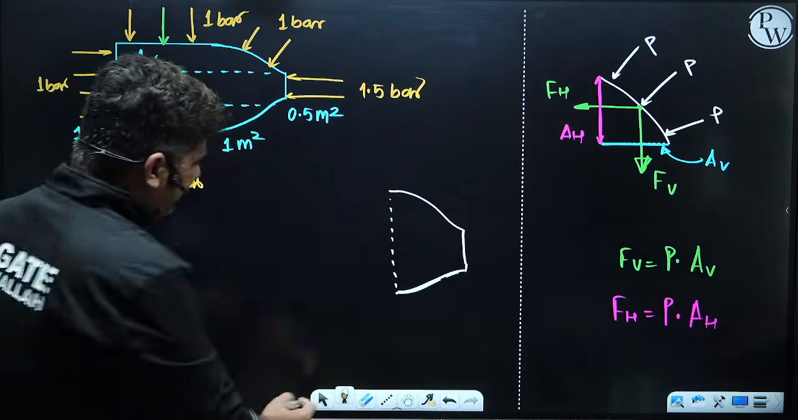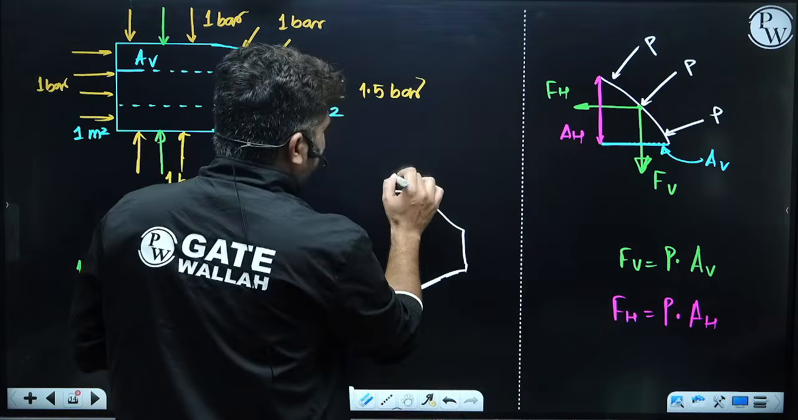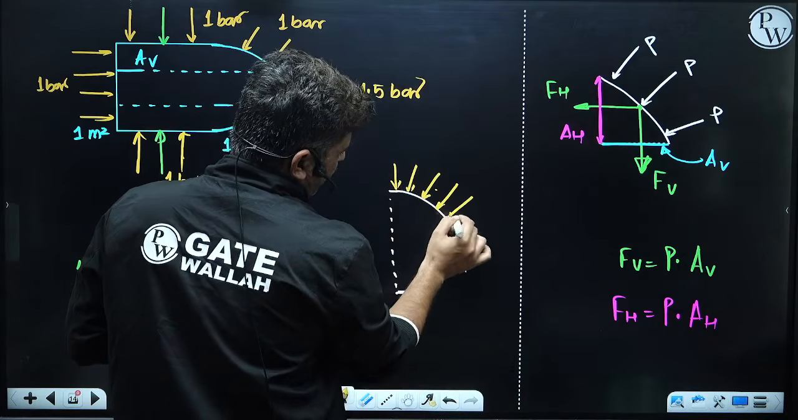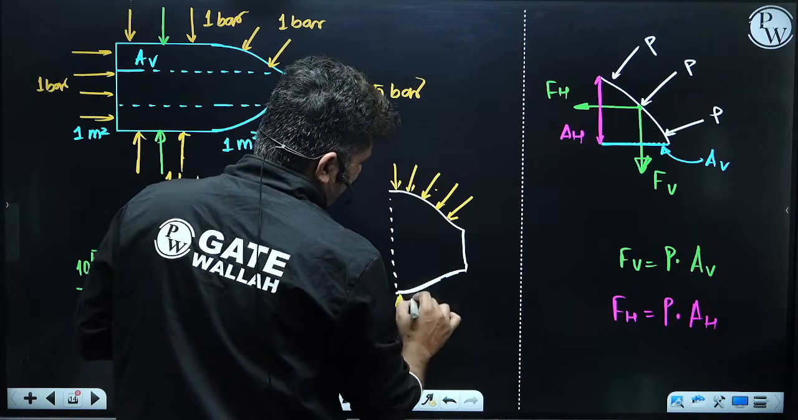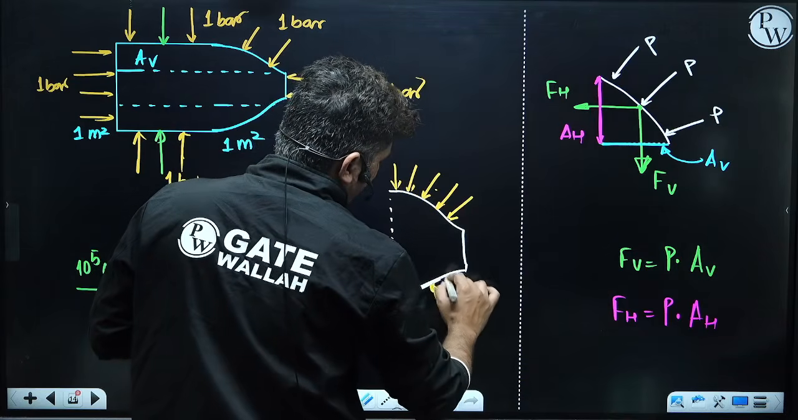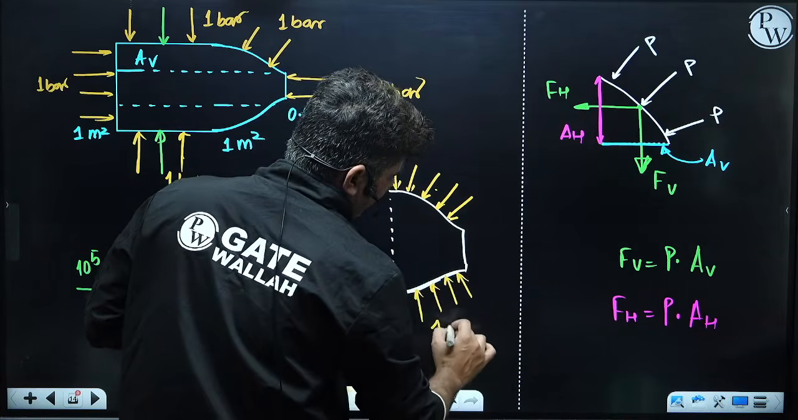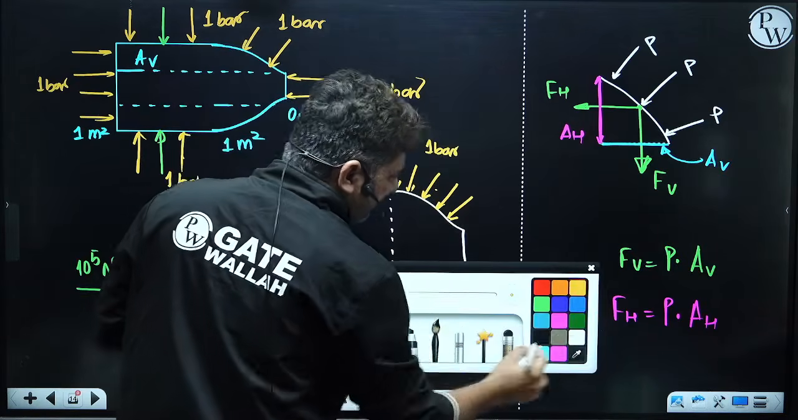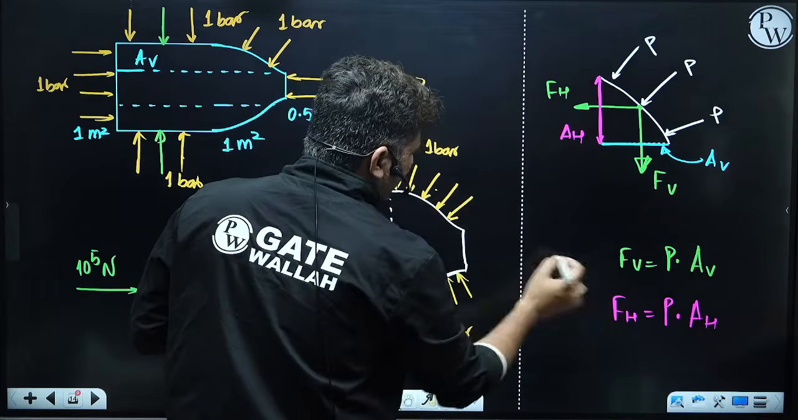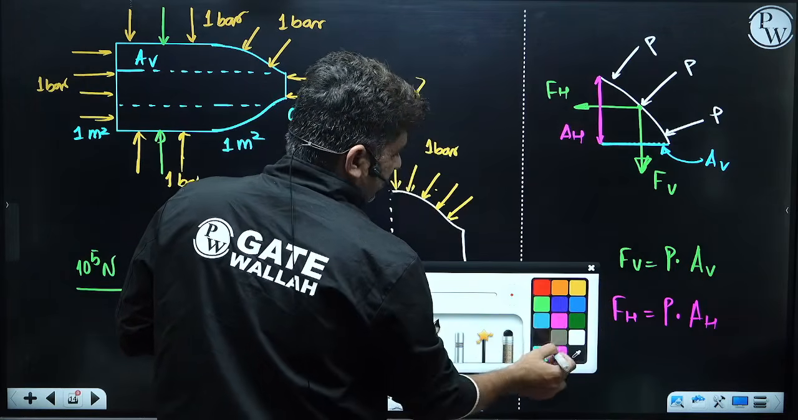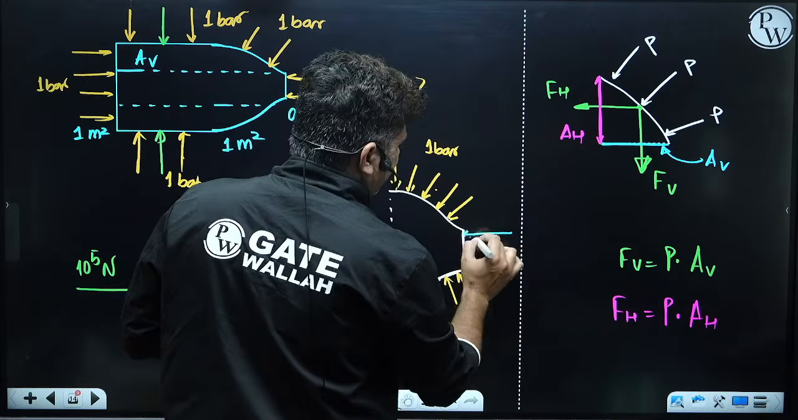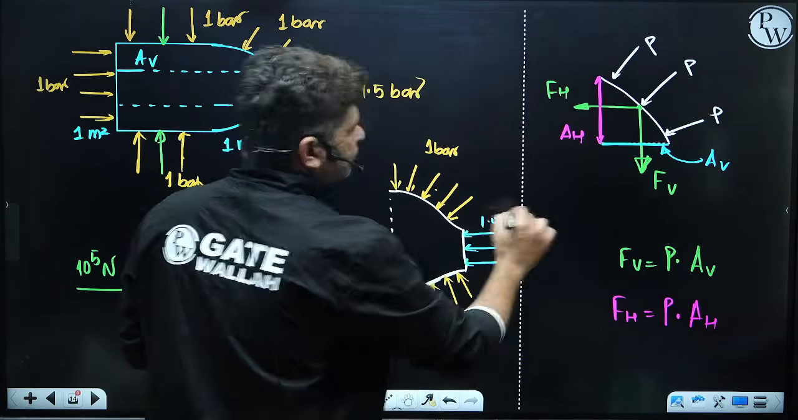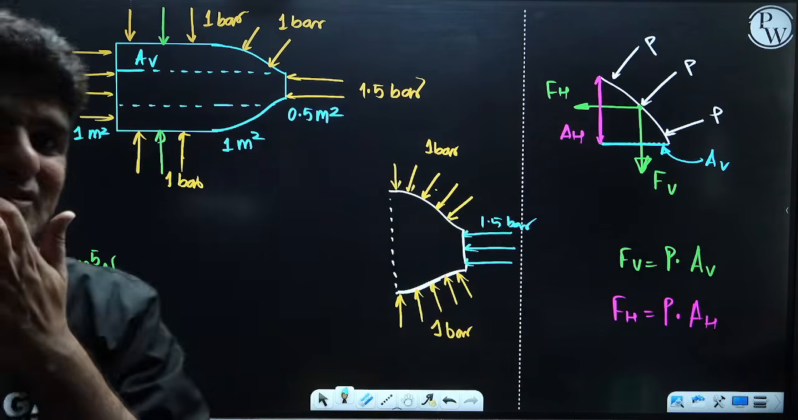On that 1 meter square, there is a pressure which is acting over here, which is 1 bar. There is a pressure acting over here, which is again 1 bar. So there is the same 1 bar pressure over here and over here. But there is a different pressure which is acting over here, which is 1.5 bar. So what will be the total force contribution?